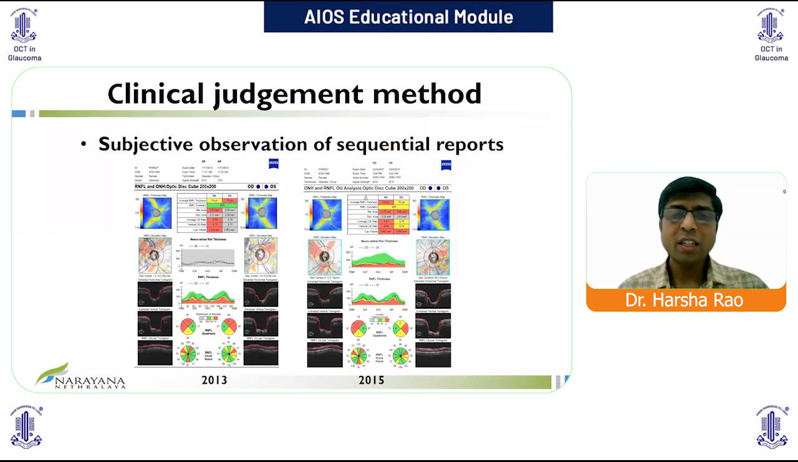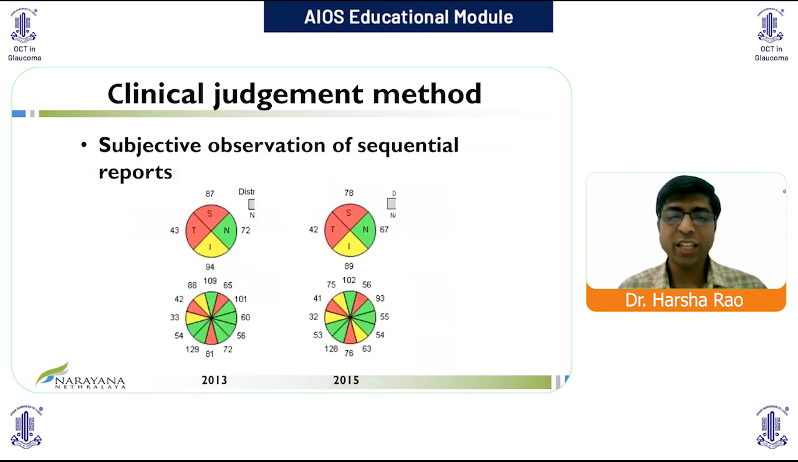The clinical judgment is a subjective observation of sequential reports to see if there is any change in the RNFL or the GCIPL thickness, which is happening over time. So here are two scans done 2 years apart. If you look at the 2013 scan and the 2015 scan, we can compare what is happening in the superior quadrant. The RNFL thickness, which was 87 microns, has become 78 microns now. The inferior quadrant RNFL thickness, which was 94 microns, has become 89 microns now.